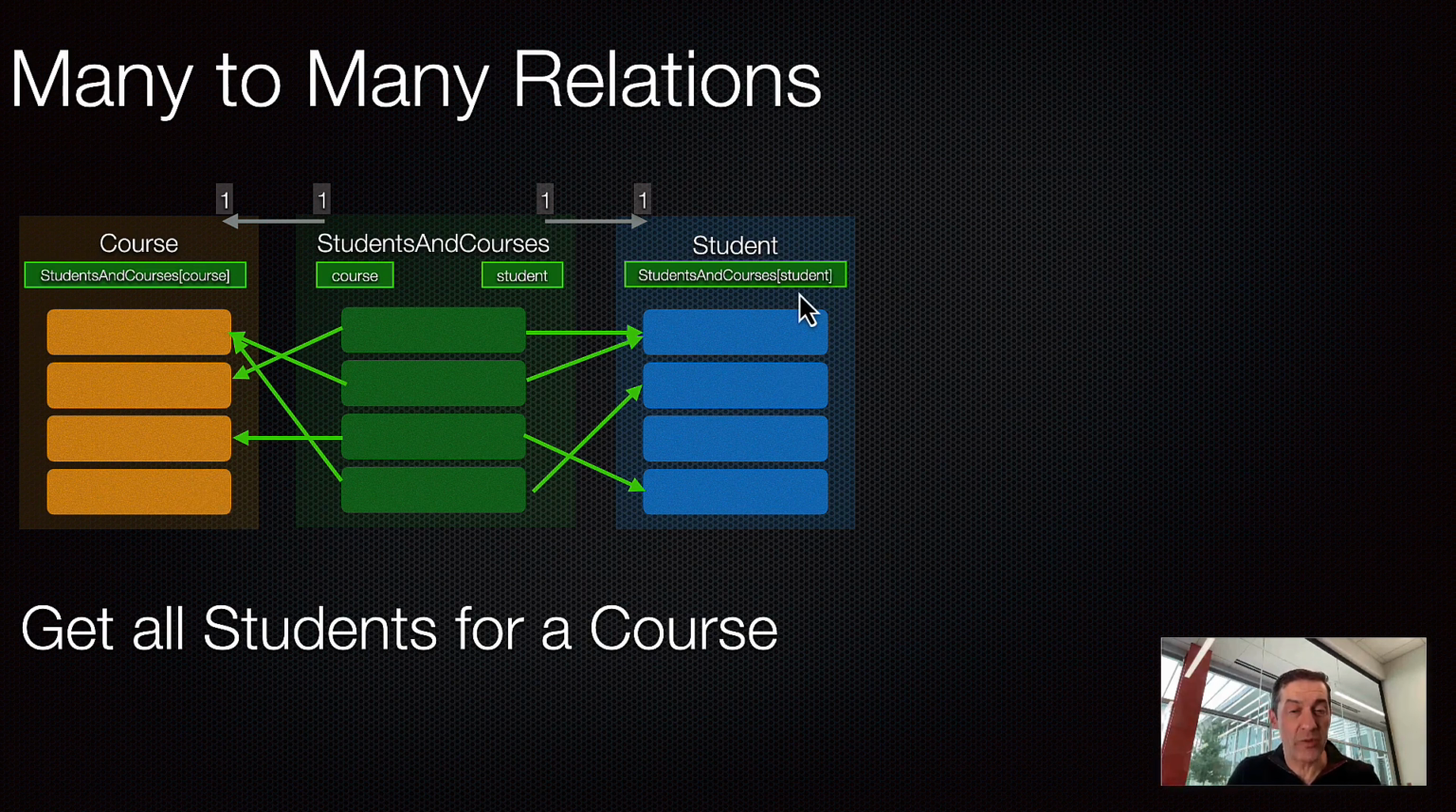Well, we start with a column that is already in student. It is the pseudo column students and courses with student in square brackets. Okay, so this, just by having this in the where clause, gives us a reference to this intermediate table. And then from the intermediate table, we have a column called course. So what we do is we take students and courses with student in square brackets dot course, and that points to the course table. And now that we have a pointer to the course table, we say dot name, and then we can put the name of the course for which we want to retrieve students.